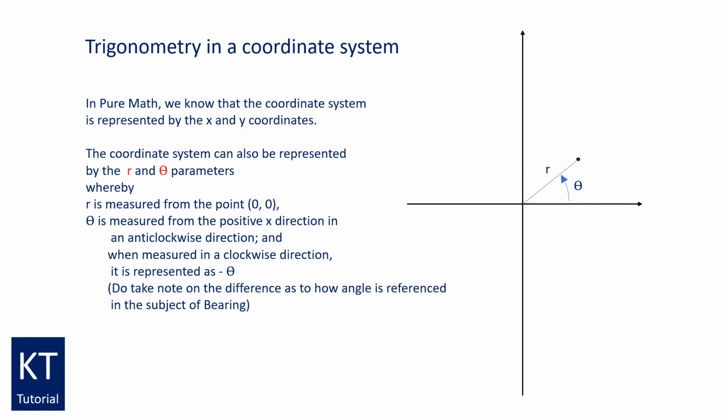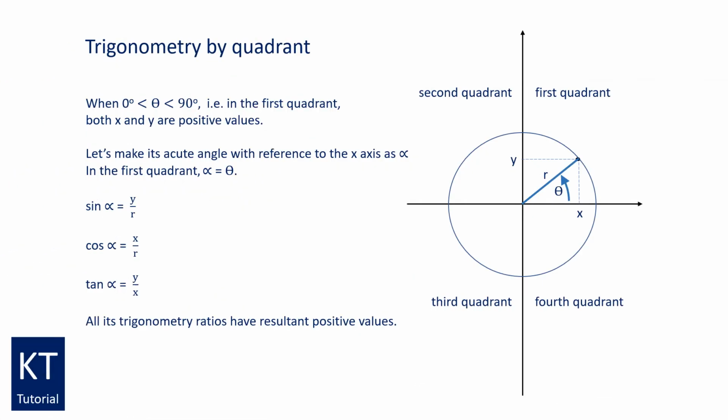Do take note on this being different from how an angle is referenced in the subject of bearing. Let's start with theta being in between 0 and 90 degrees when it is in the first quadrant, and its x and y being positive values.